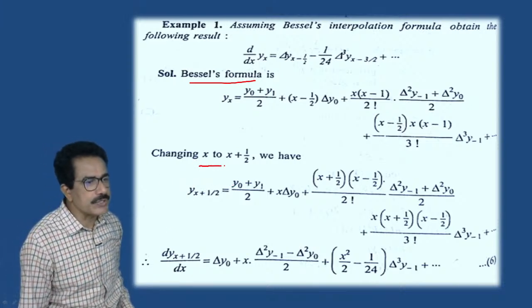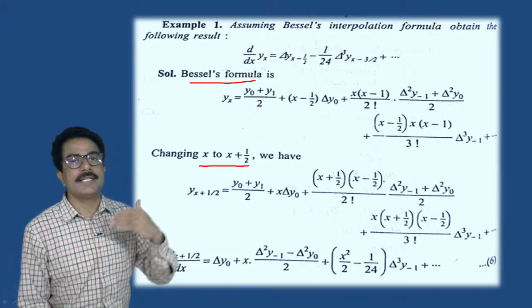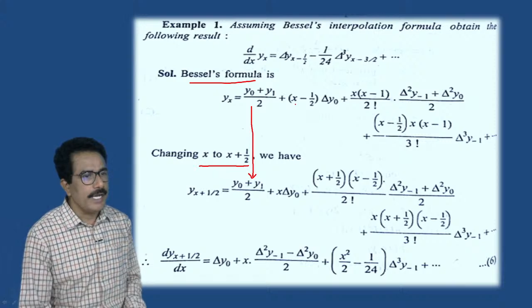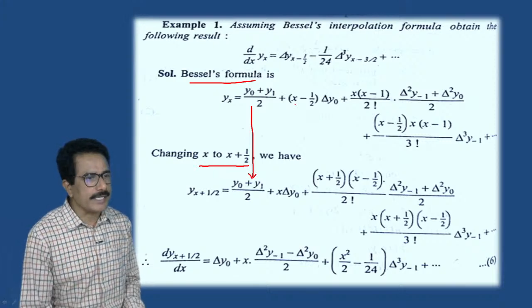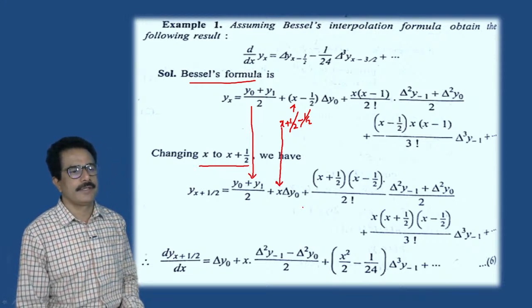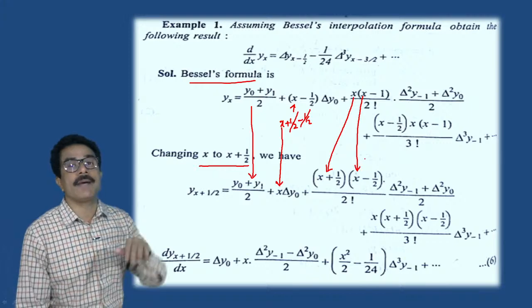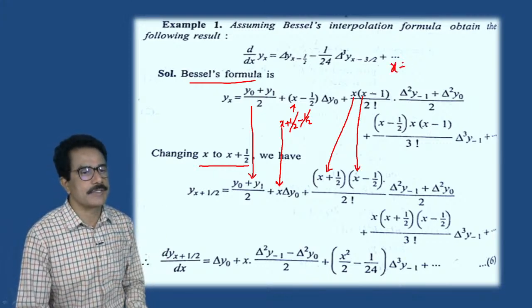Now changing x to x plus 1 by 2. Wherever there is x, put x plus 1 by 2. So this is as it is. Now if you put x plus 1 by 2 in place of x here, and this is minus 1 by 2, the plus 1 by 2 and minus 1 by 2 will cancel, it will be x. In the same process, in place of this x put x plus 1 by 2, so x plus 1 by 2 minus 1, which will be x minus 1 by 2.